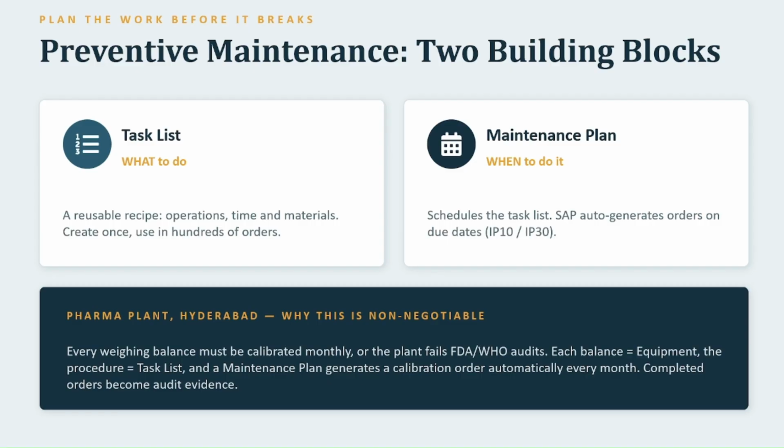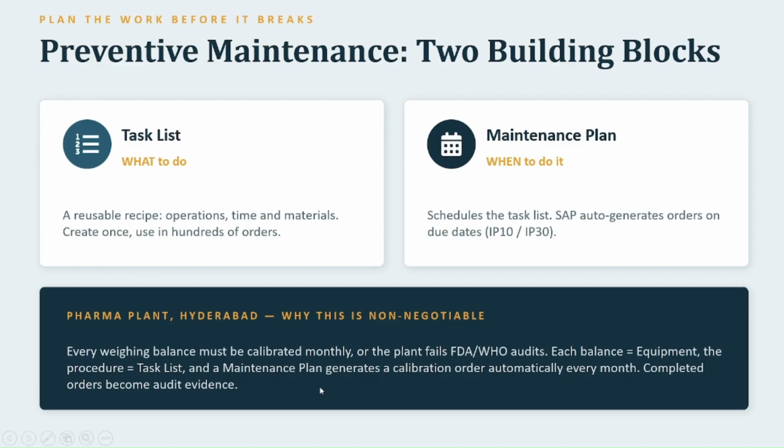Another is the maintenance plan. A maintenance plan is a schedule of preventive maintenance to perform maintenance activity on the machines to avoid breakdown. At regular intervals, a maintenance order is automatically created based on the maintenance plan, and after the maintenance order is created, the technician team goes to the plant and does the maintenance activity.